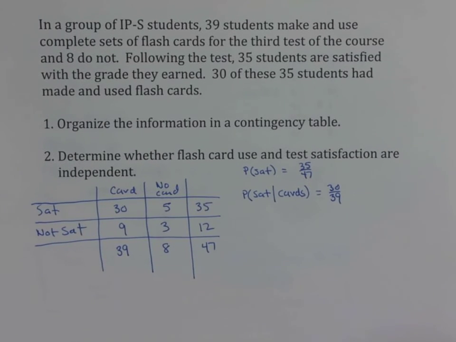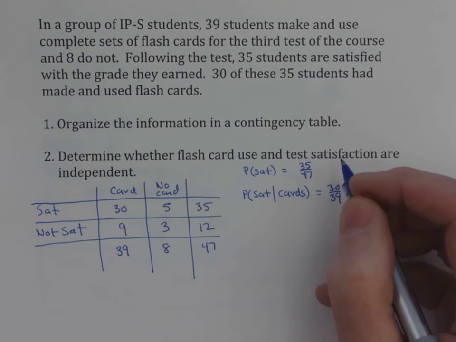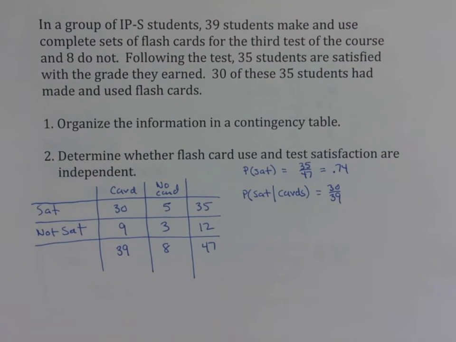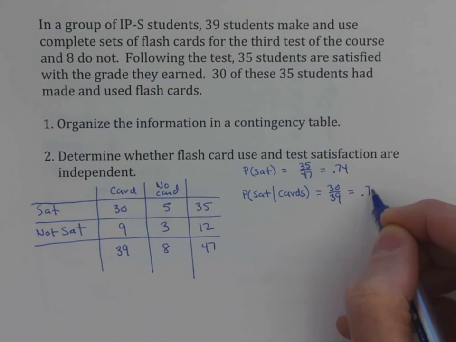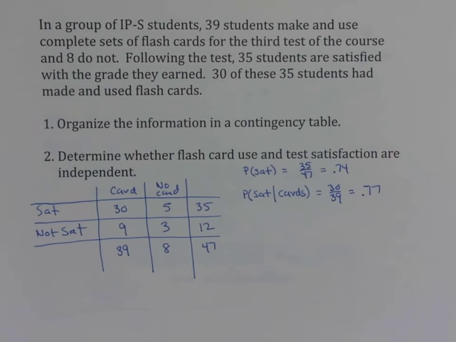And then the question is, how close are these? If you do the calculations, you find that the probability that somebody's satisfied with their result is 0.74. The probability that they're satisfied given that they made cards is 0.77. And so what do we think about that? If we're being strict about it, then we would say that these events are dependent, that making flashcards slightly increases the probability that you would be satisfied as opposed to the unconditional probability. But if we're reasonable about it, we might look at this and say, nah, they're pretty close. You know, if they're dependent, they're not strongly dependent.